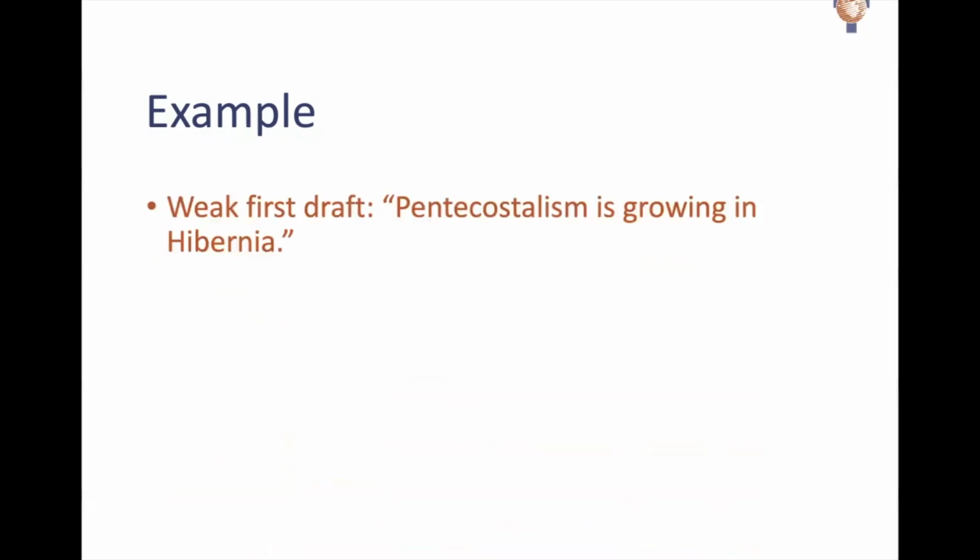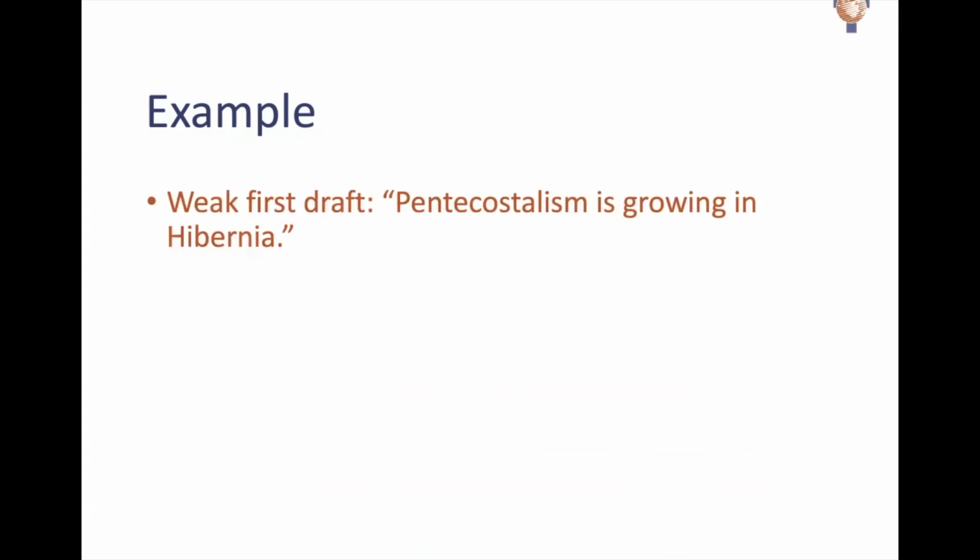A weak first draft might say something like this: Pentecostalism is growing in Hibernia. This is weak because although it specifies a subject and a place, and it makes a claim, it's still not very specific. The claim is very general. A reader might ask, well, to what extent is Pentecostalism growing? How is it growing? Why do you think it's growing?